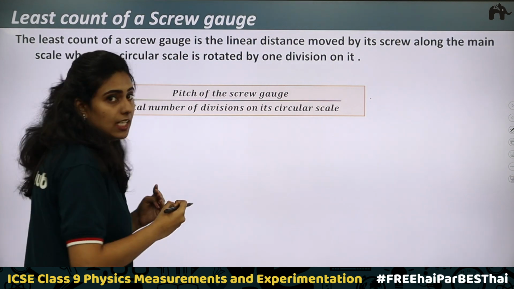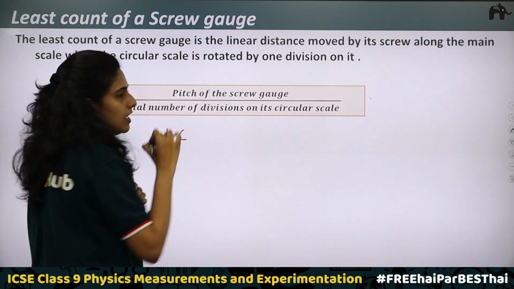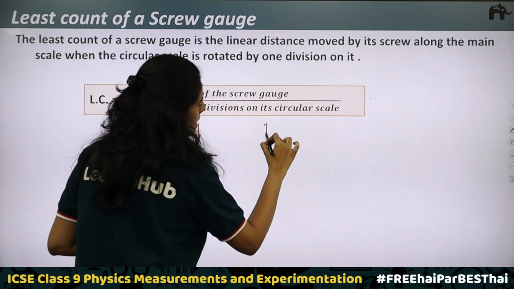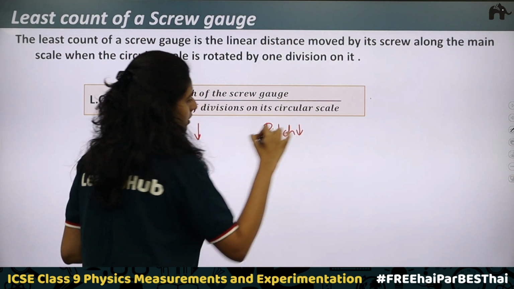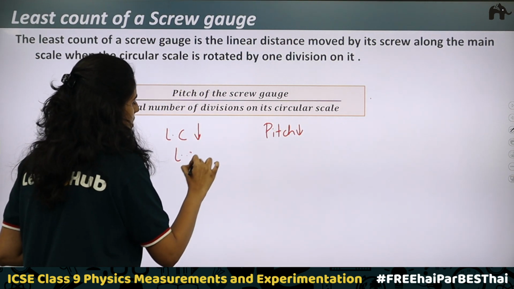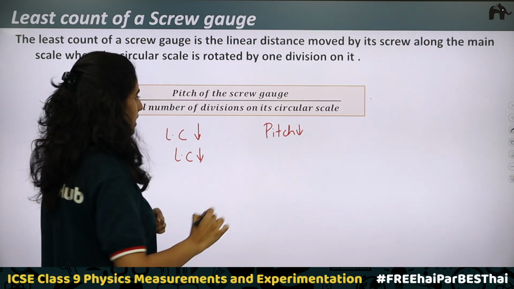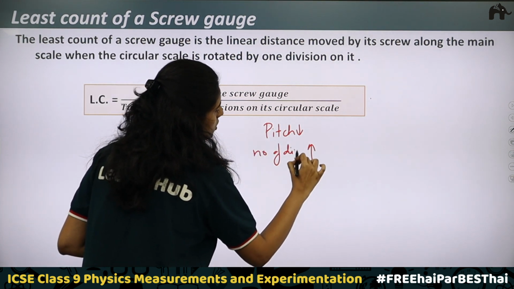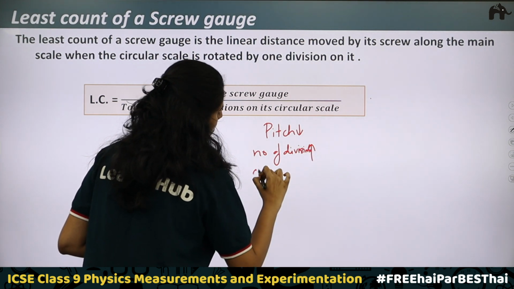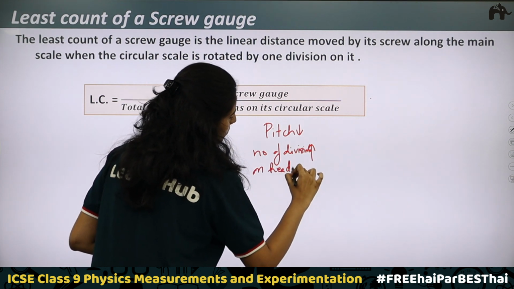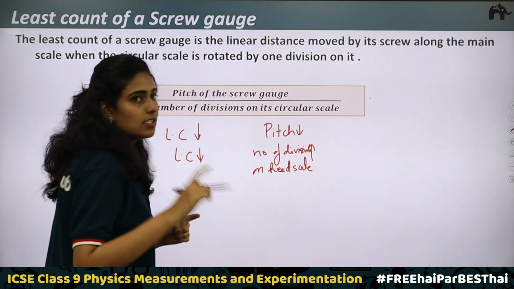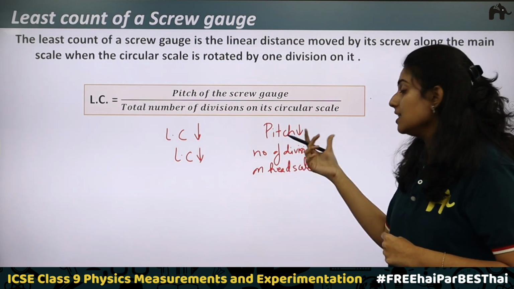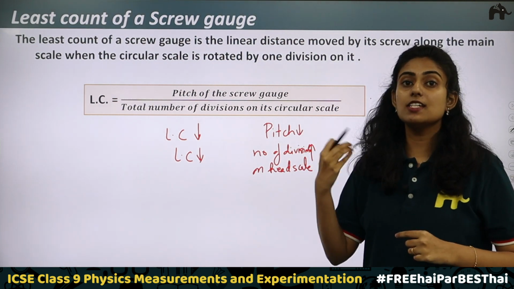We have studied how to decrease the least count of a vernier caliper. The least count of a screw gauge can be decreased by decreasing the pitch. Also, the least count of a screw gauge can be decreased by increasing the number of divisions on the head scale. There it was increasing the number of divisions on the vernier scale; here it is increasing the number of divisions on the head scale or the circular head.